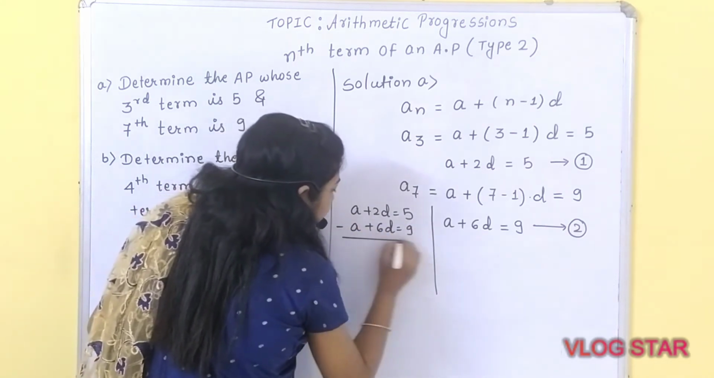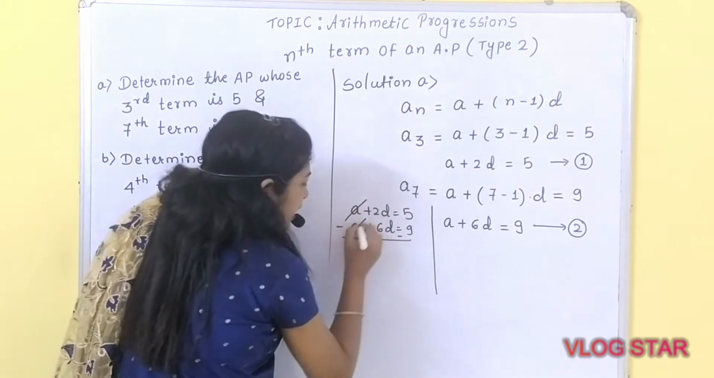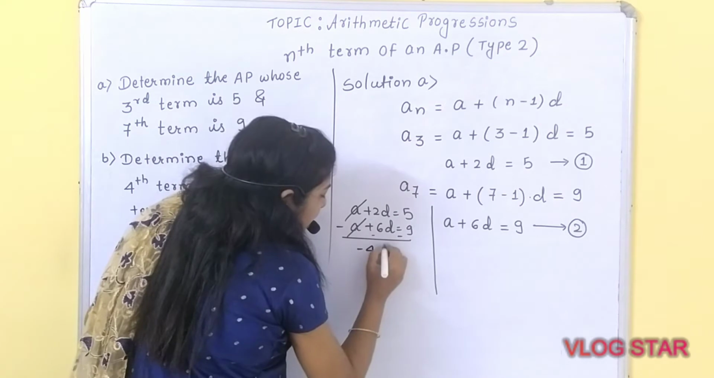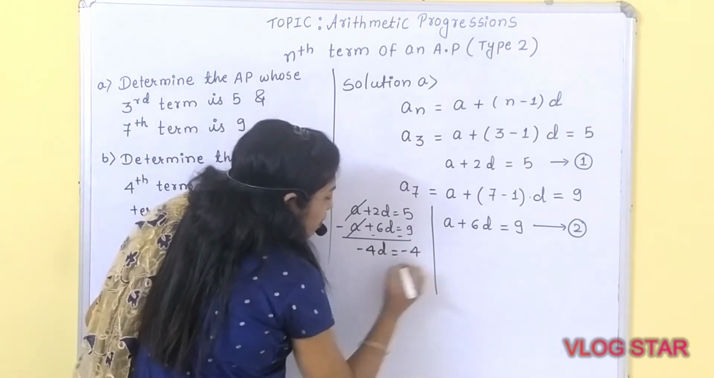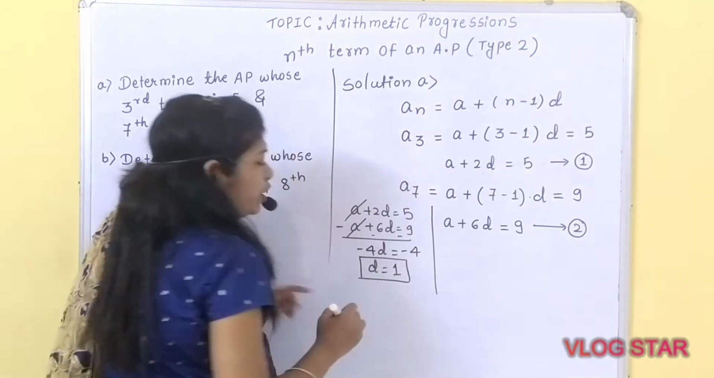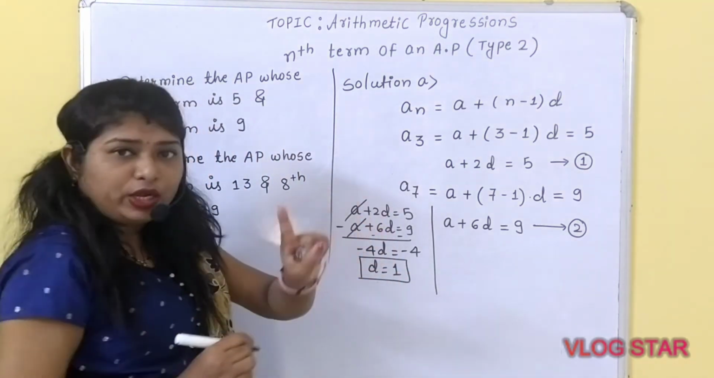So if you subtract the second equation from the first equation, A will get cancelled. Plus 2D minus 6D will be minus 4D is equal to minus 4. So D is equal to 1. What is the value of D? D is equal to 1.